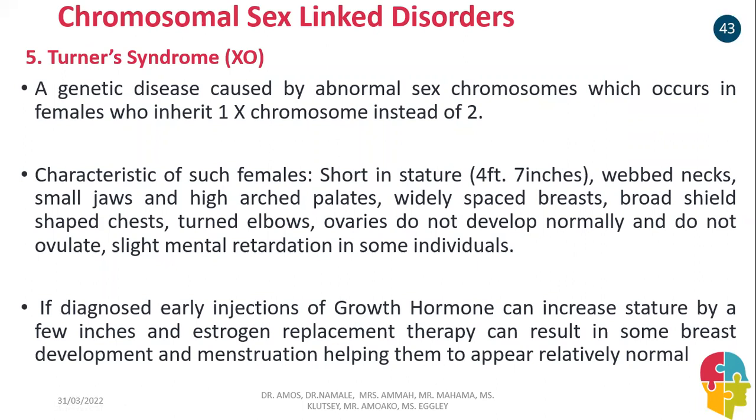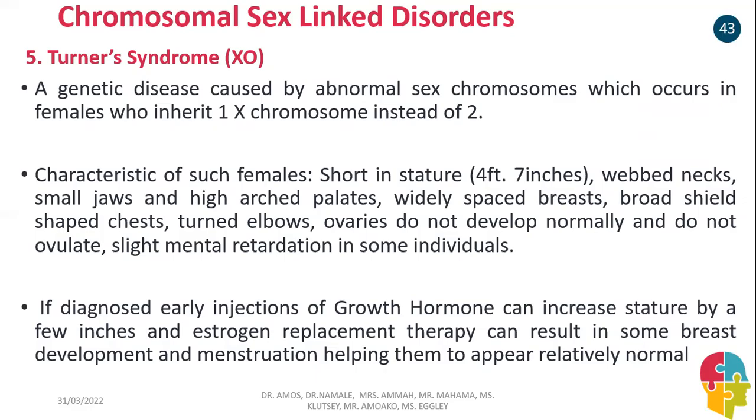Then we have Turner syndrome. In Turner syndrome, instead of a female having 2 X chromosomes, that is XX, one of the chromosomes is deleted, so the person has only 1 X chromosome. And so the genetic makeup is XO. Now, these people are short in stature. Their necks are webbed. They have small jaws. Their chests are broad or widely spaced. And their ovaries do not develop normally, so they don't ovulate. They have some slight mental retardation.